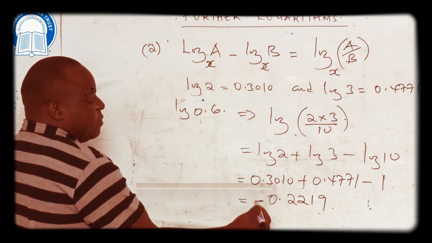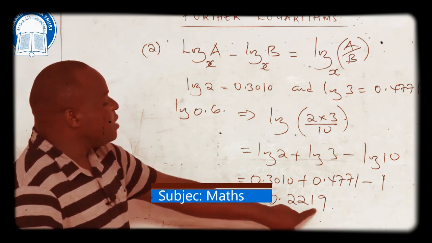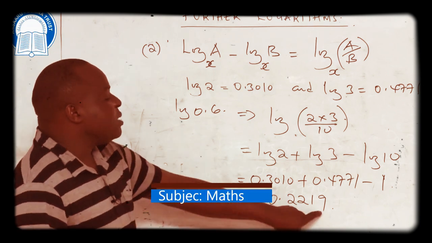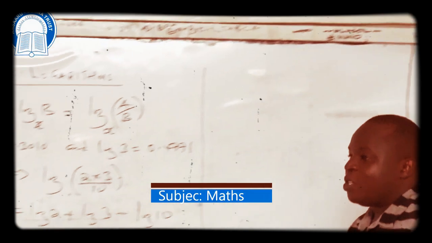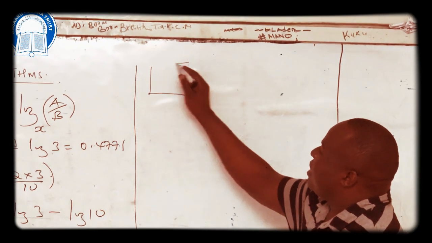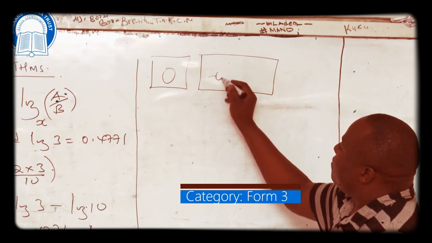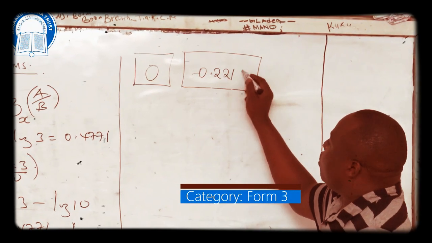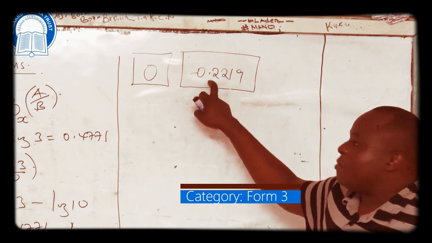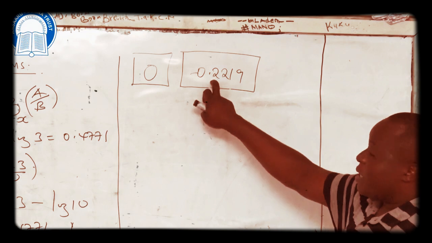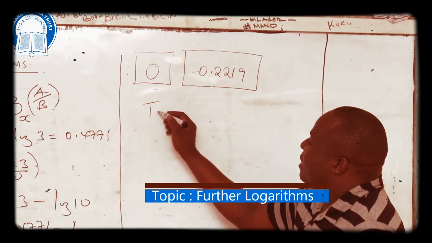Again, the same problem. There is a negative here, meaning there is a characteristic which is negative, a mantissa which is negative. Remember, mantissa can never be negative. So the same process, let me take you through the illustration again. My characteristic is 0. My mantissa is negative 0.2219. So since this is negative, I have to make it positive by borrowing something that makes it positive here, which is 1. So if I borrow 1 from this, I remain with 1.